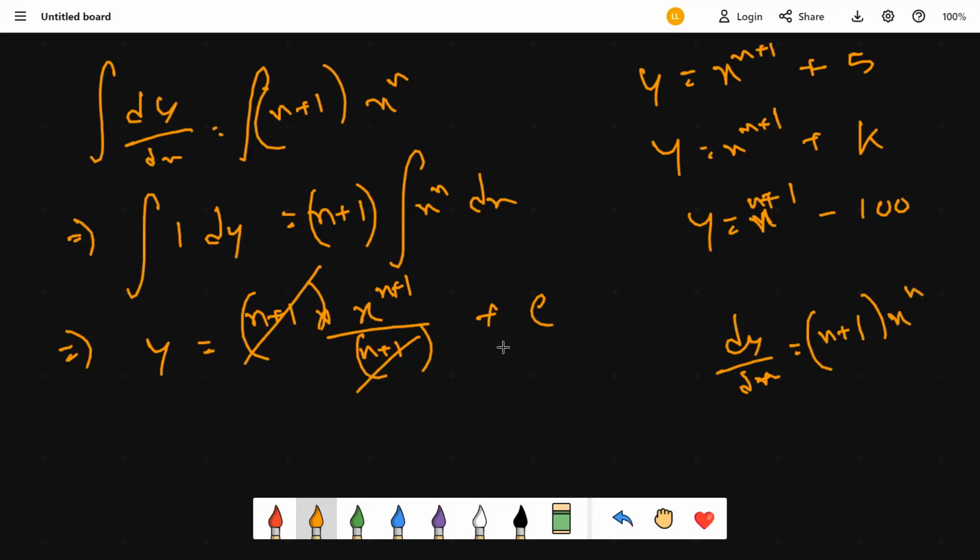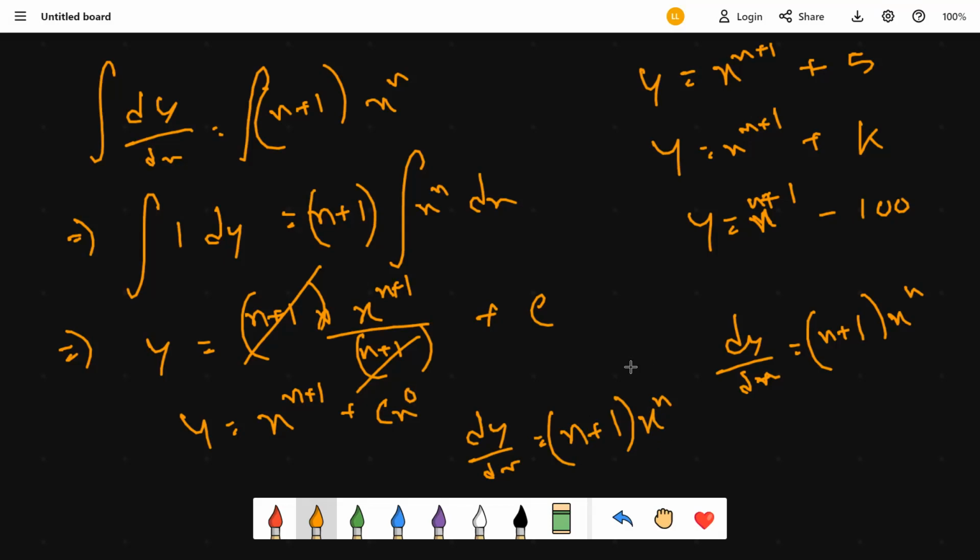So that's why we have written the c here. Let's say we are formalizing it in this form, y equals x to the power n plus 1 plus c. If we differentiate, what do we get? Again we get (n plus 1) x to the power n, isn't it? And the c becomes what? It becomes 0, because it's a constant with x to the power 0 multiplied with it, and differentiating x to the power 0 brings that 0 in front. The c will remain constant by itself.